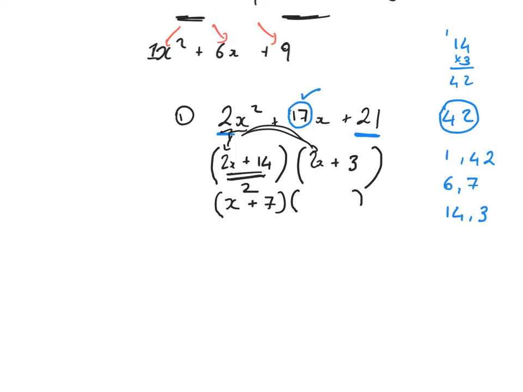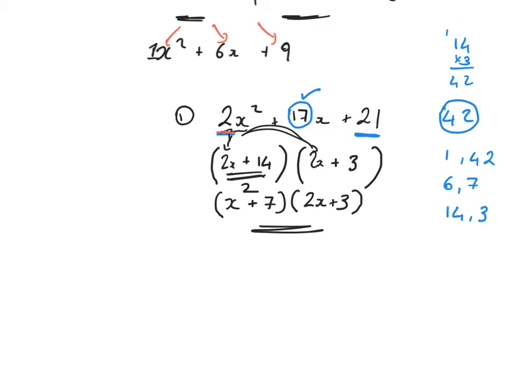Now for the second bracket, 2x plus 3, okay, we can't factorise that any further, there's no common factor that we can take from 2 and 3, so that's at its final form. Okay, so the final answer is x plus 7, bracket 2x plus 3. Okay, now with several examples that we're going to go through here, you will quickly establish the routine.